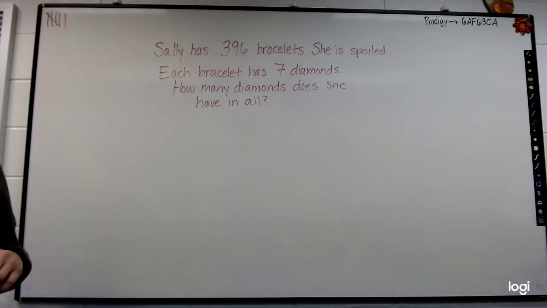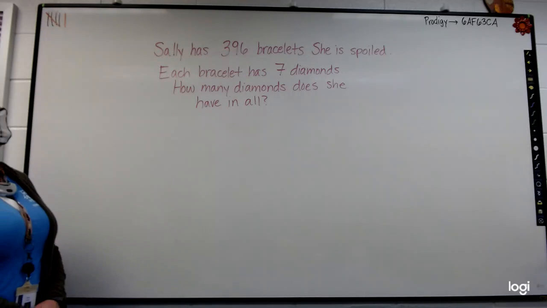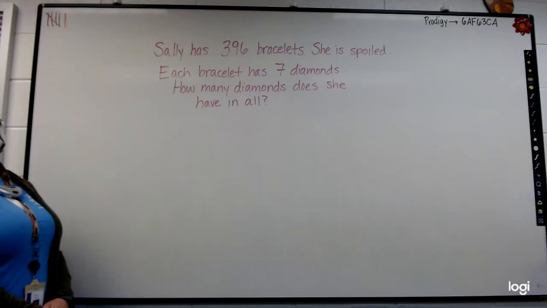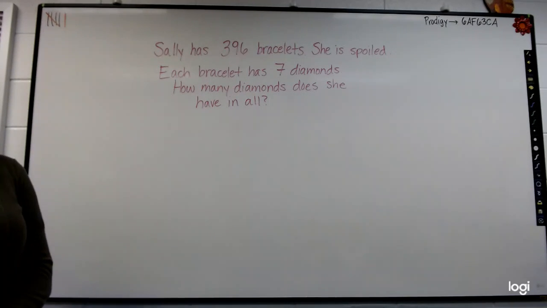All right. Don't spoil. Who would like to read that one for us all? Noah. Sally has 336 bracelets, she's spoiled. Each bracelet has 7 diamonds. How many diamonds does she have in all? Okay, I would say she is certainly spoiled.